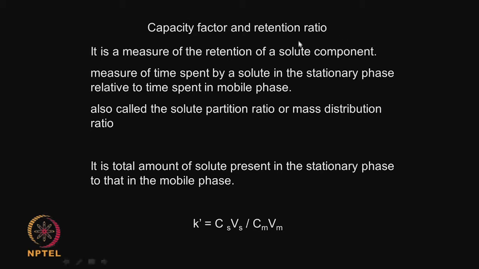It measures the time spent by a solute in the stationary phase relative to the time spent in the mobile phase. This has to do with the partition ratio, right, because with mobile phase and stationary phase, if you are looking at ratios, then the partition coefficient also comes into the picture, or it is called the mass distribution ratio also. It is the total amount of solute present in the stationary phase to that in the mobile phase. So, if Vs is the volume of the stationary phase, Vm is the volume of the mobile phase inside that column, Cs is the concentration of the solute in the stationary phase, and Cm is the concentration of the solute in the mobile phase, then K dash is equal to Cs Vs over Cm Vm. This gives you the total amount of solute in the stationary phase inside the column, to the total amount of solute in the mobile phase inside the packed column. That ratio is called the capacity factor. Okay.